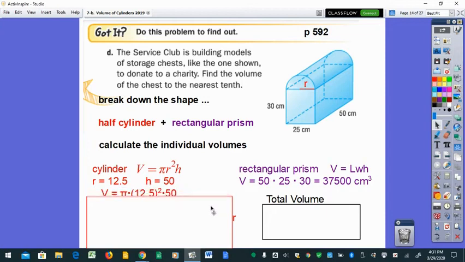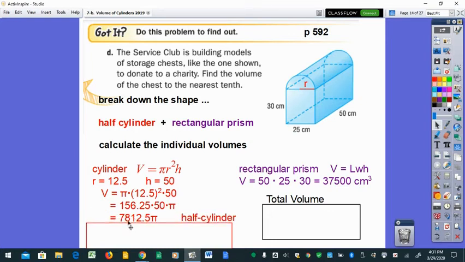So we're going to start with this formula. We're going to take the radius squared times the height. And it would be 7,812.5 pi as our exact answer. And if I multiplied it, it's about 24,543.7 if the cylinder had been whole, but we chopped half of it off. So we have to divide this by 2.